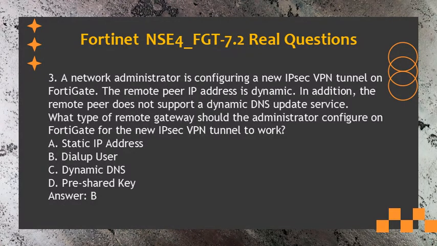3. A network administrator is configuring a new IPsec VPN tunnel on FortiGate. The remote peer IP address is dynamic. In addition, the remote peer does not support a dynamic DNS update service. What type of remote gateway should the administrator configure on FortiGate for the new IPsec VPN tunnel to work? A. Static IP address. B. Dial-up user. C. Dynamic DNS. D. Pre-shared key. Answer: B.